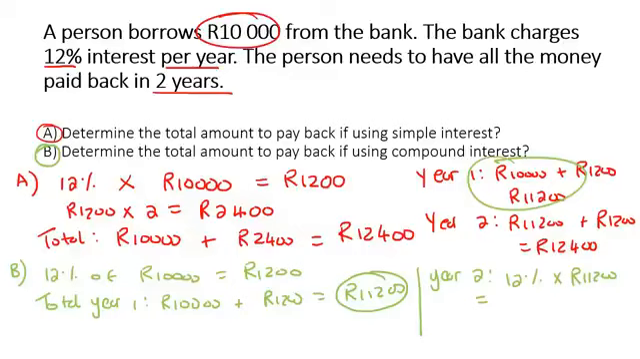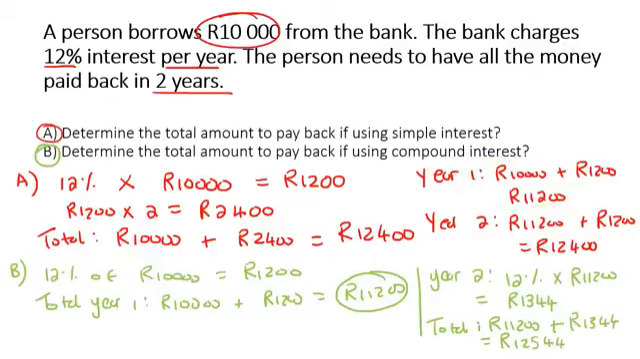And if you work that out, you end up with 1,344 Rand. So that means that the total is now going to be 11,200, which is this one number, plus 1,344. And if you work that out, you end up with 12,544. So can you see that compound always grows faster? If we were using simple, the total was 12,400. If we're using compound, then the total is 12,544. So here we're going to say 12,400, and then here we're going to say 12,544.